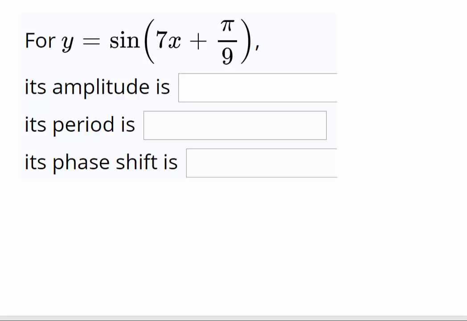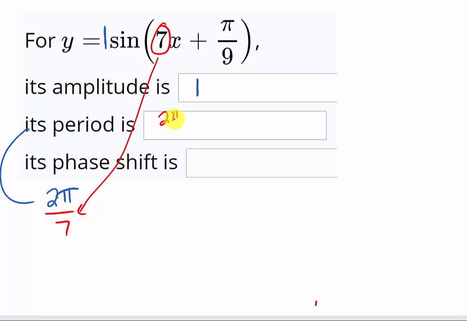Okay, we have y equals sine the quantity 7x plus pi over 9. So first we want the amplitude, and that will be what's sitting out in front here, so the amplitude is 1. Next we want the period. The period for sine is 2 pi divided by omega, and omega is what's sitting in front of that x, so it's going to be 2 pi over 7. So our period is going to be 2 pi sevenths.